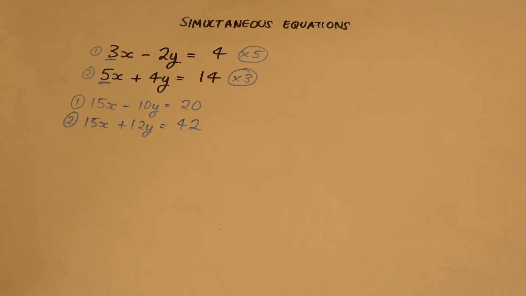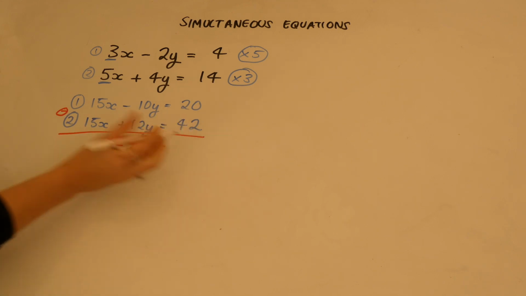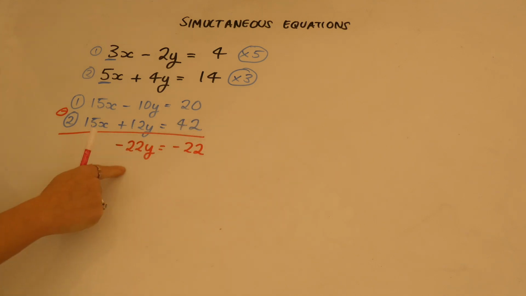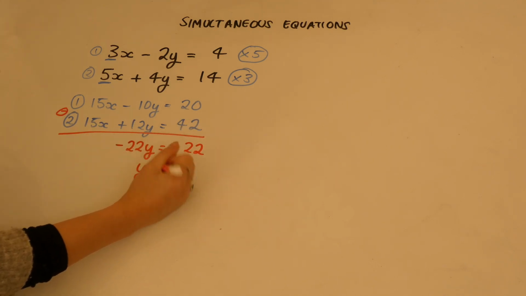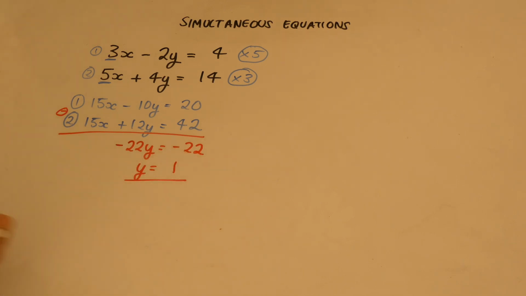So all we need to do now, once we've got that, is subtract these two equations from each other. So we're going to get 15x minus 15x, which just cancels. We've got minus 10y minus 12y, which gives us minus 22y. And then we're going to have 20 minus 42, which gives us minus 22. To find y then, we've just got to divide both sides by minus 22. So we get an answer of 1. y equals 1.